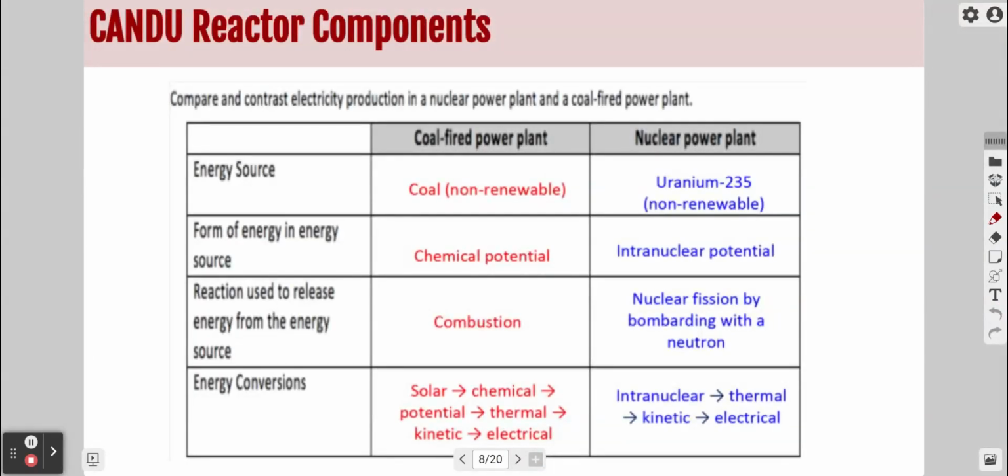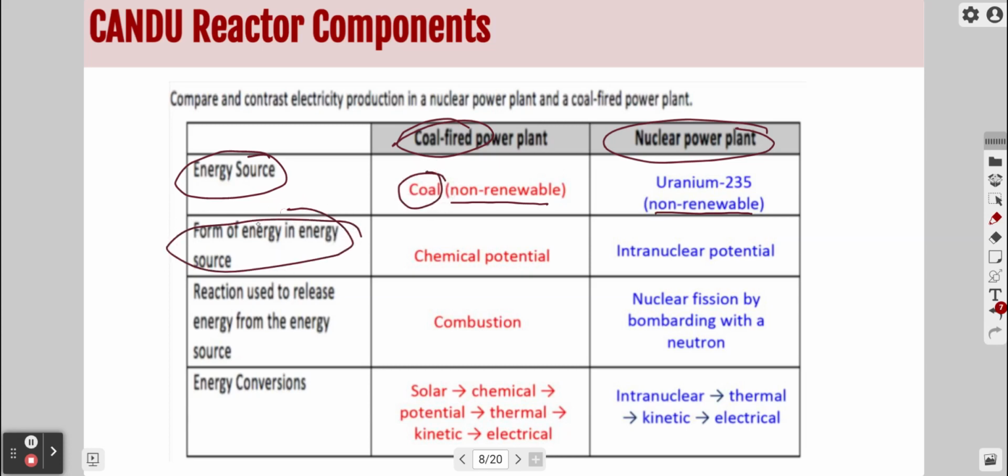There's just a bit of a comparison here between a coal-fired power plant and a nuclear power plant. The original energy source for both of them are non-renewable energy sources. Uranium-235 is not something that's renewable, like coal. What's the form of the original energy source? For coal, it's the chemical potential energy in coal, and for a nuclear reaction in uranium, it's the internuclear potential that's in there. So we're talking at the nuclear level instead of the chemical potential level.